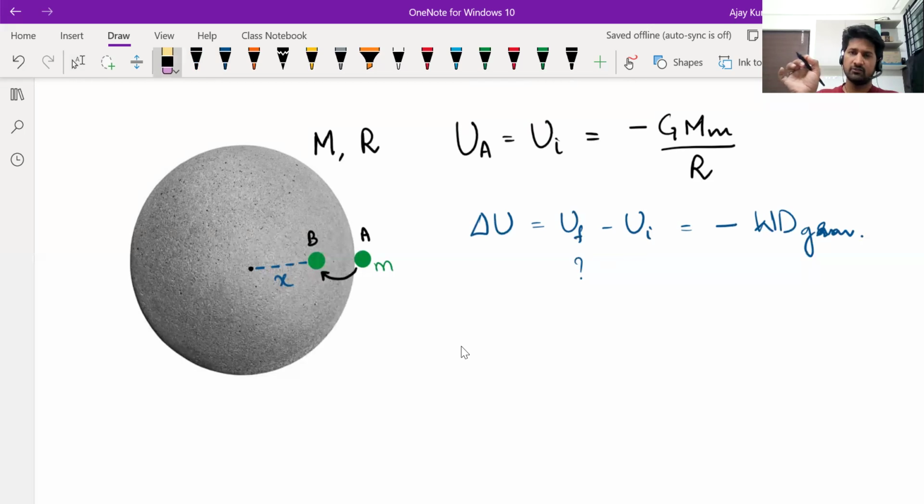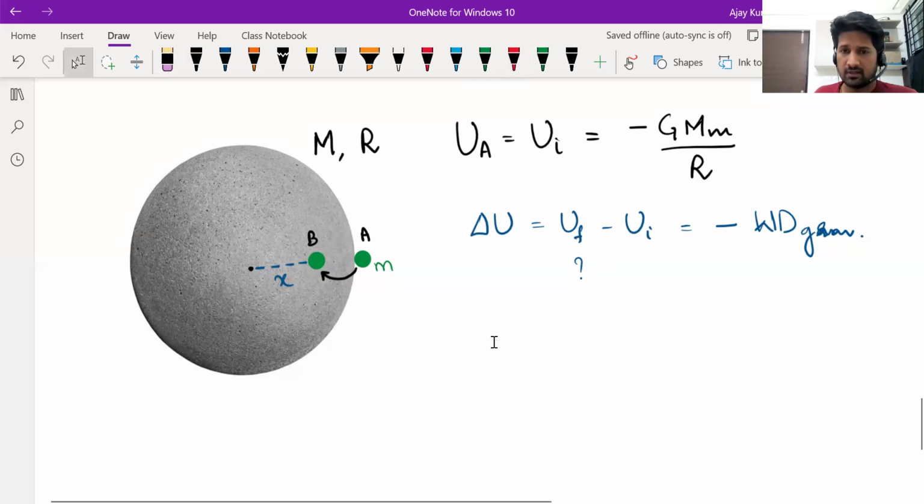You can assume there's a very narrow tunnel dug along the diameter to the center, and the particle is being taken in that tunnel. So the sphere's mass is not disturbed effectively. It's almost the same, right? That way, imagine the particle being taken from A to B. As the particle is taken from A to B, the sphere will be exerting a gravitational force on it. How much? The gravitational force exerted by a sphere can be calculated as field multiplied with the mass.